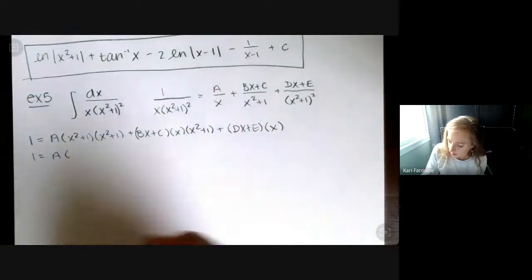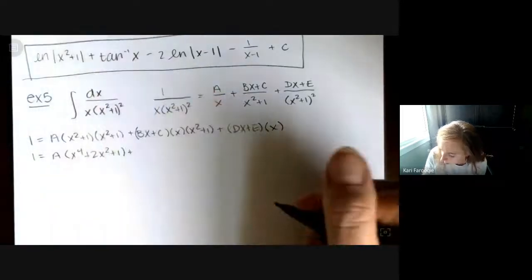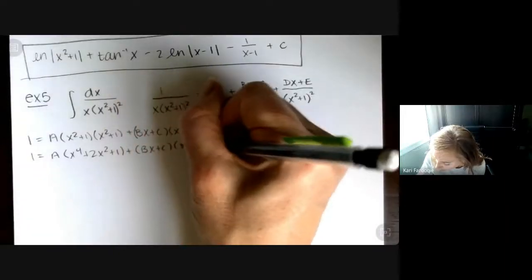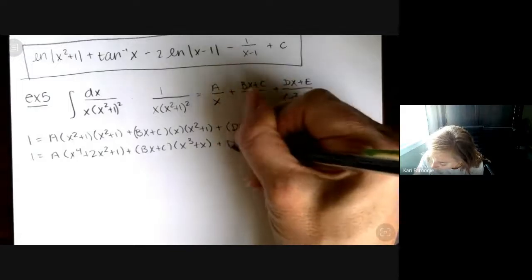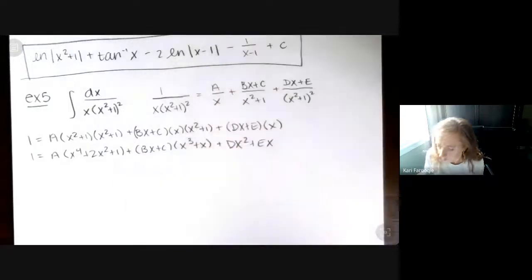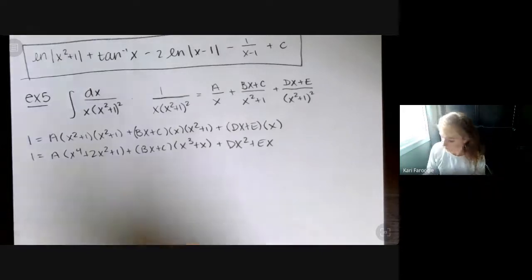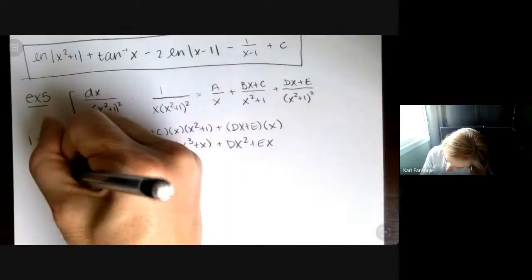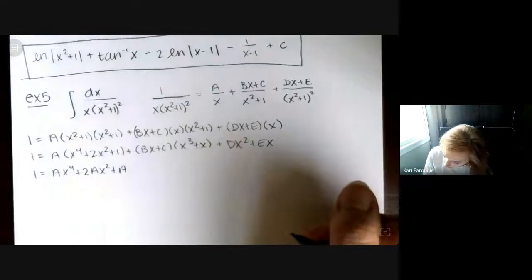I'm going to multiply through. I'm going to have x to the 4th plus 2x squared plus 1 plus, and if you want to do this all in one fell swoop, fine. If you don't feel comfortable, also fine. I'm going to multiply the x in first to get x cubed plus x. And then we'll have dx squared plus ex. Then I'm going to multiply through again. This time I'm going to multiply the a in. So I have ax to the 4th plus 2ax squared plus a.